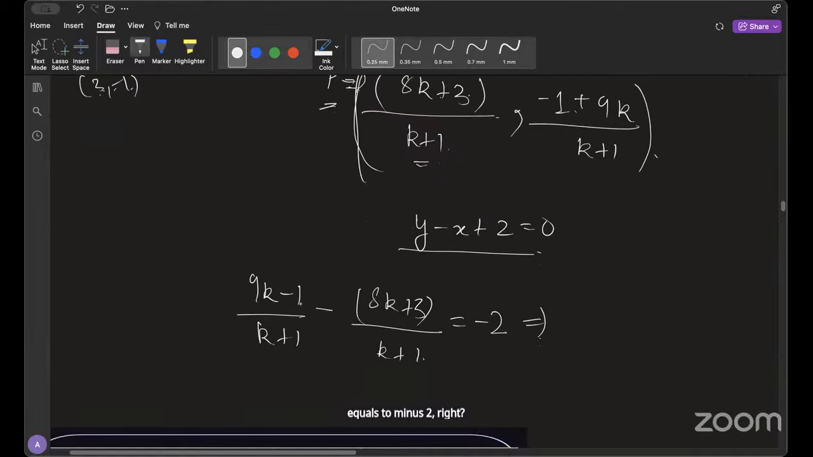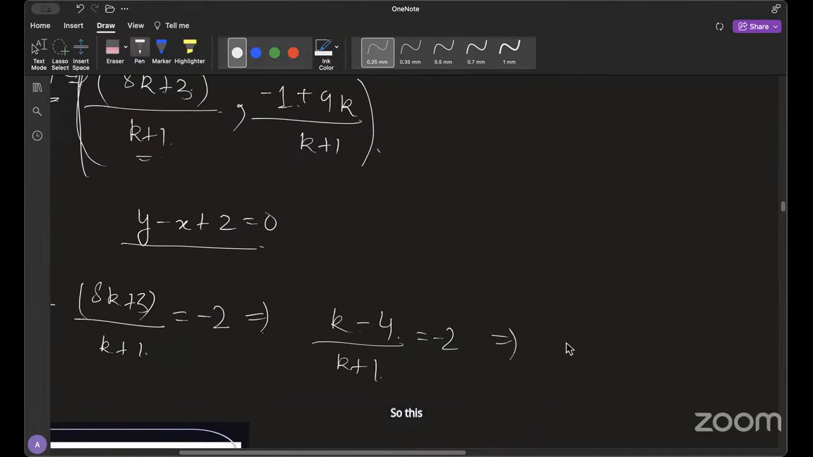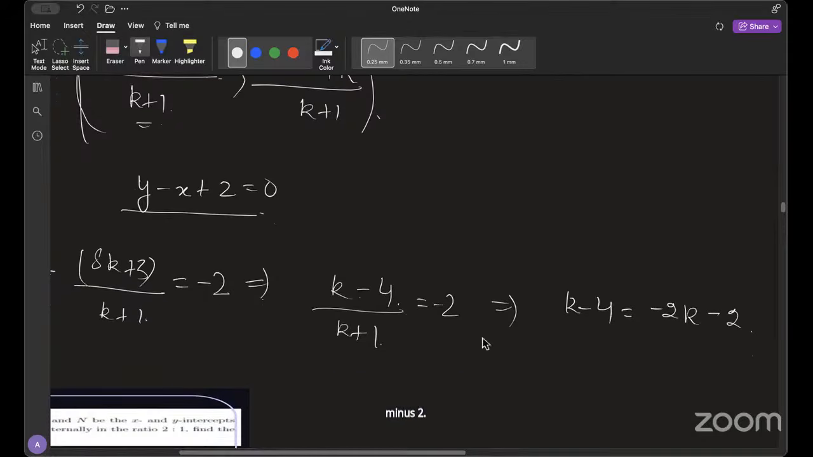This implies this should be 9K minus 8K, so it's K, and minus 1 minus 3, it is inside the bracket. It's minus 3 and minus 1, so it should be minus 4 then. And this should be over K plus 1, right? And this equals minus 2. So this gives you K minus 4 equals minus 2K minus 2, right?